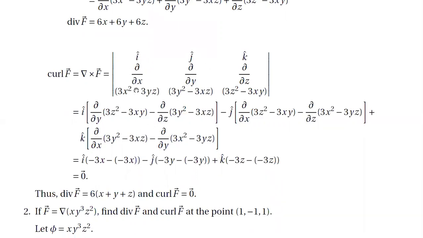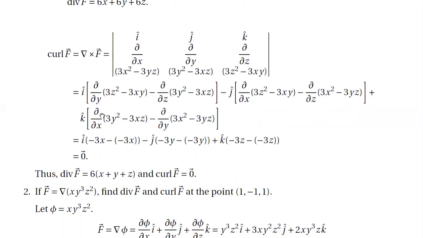So i into, leaving the first column and the top row, we get dou by dou y of 3z square minus 3xy minus dou by dou z of 3y square minus 3xz, minus j vector into, leaving the second column and the top row, dou by dou x of 3z square minus 3xy minus dou by dou z of 3x square minus 3yz, plus vector k into, leaving the third column and the top row, dou by dou x of 3y square minus 3xz minus dou by dou y of 3x square minus 3yz. Now let's further solve it.